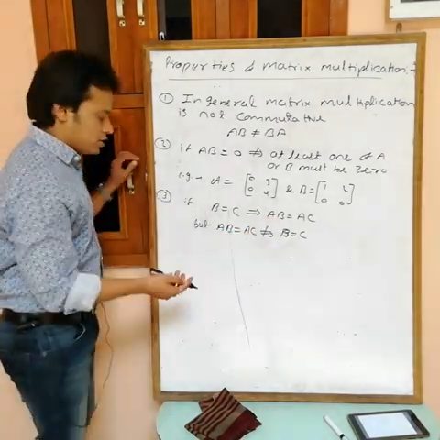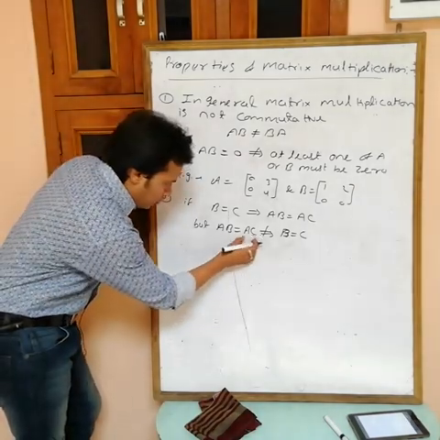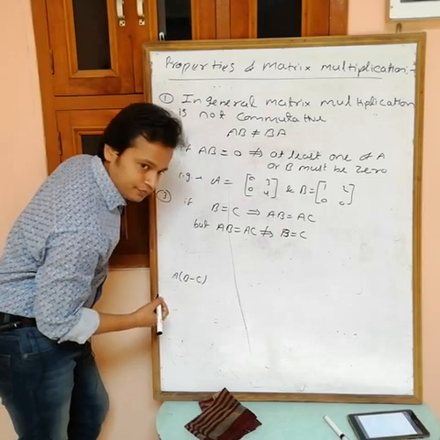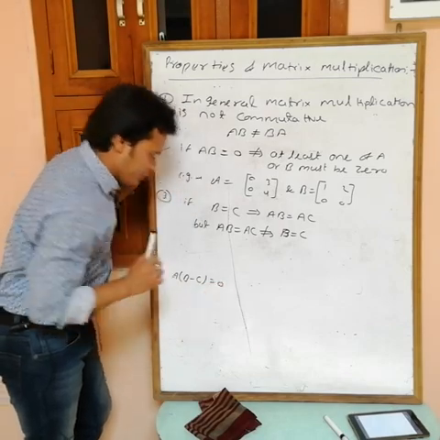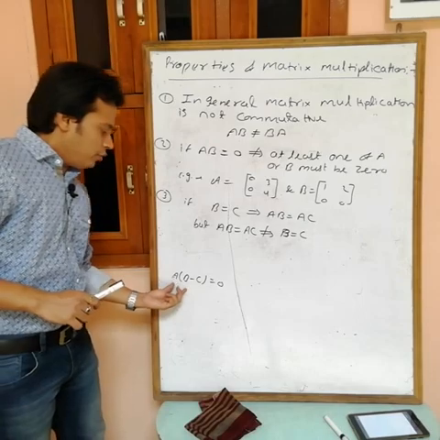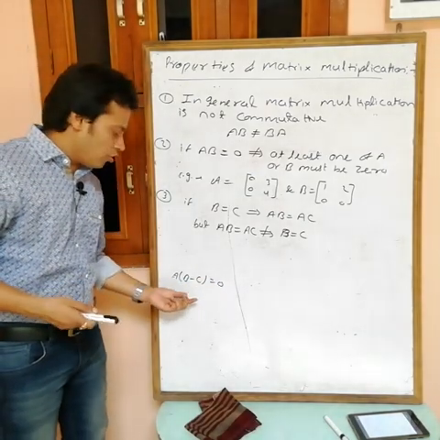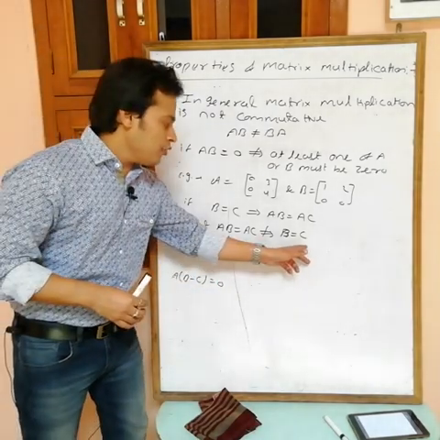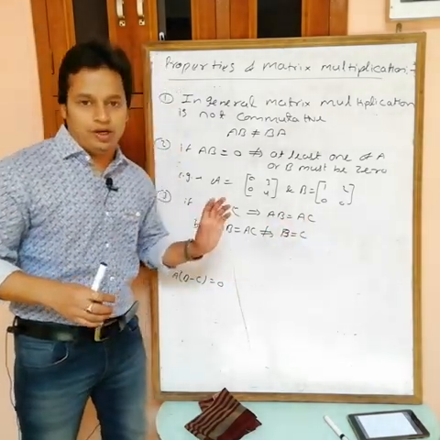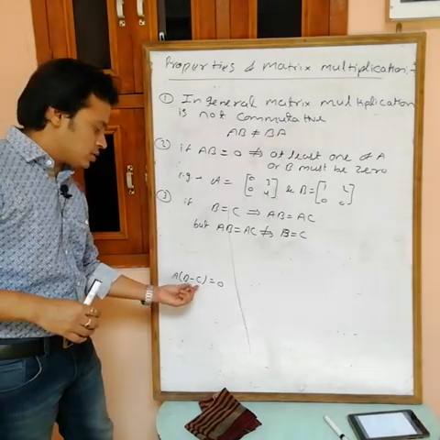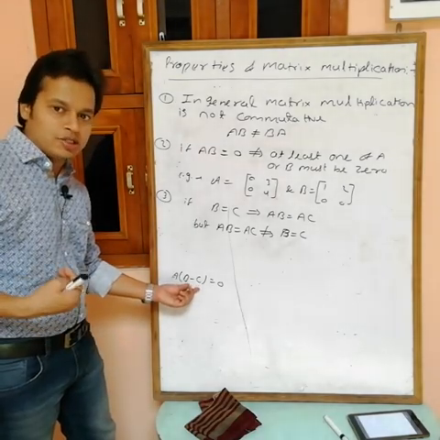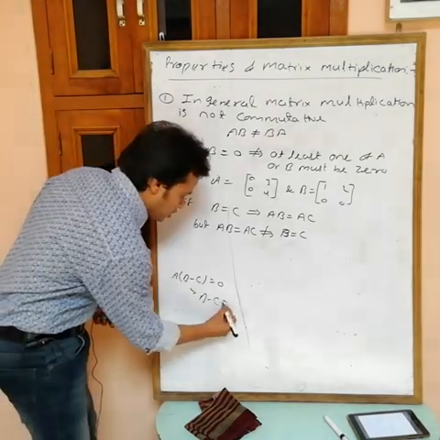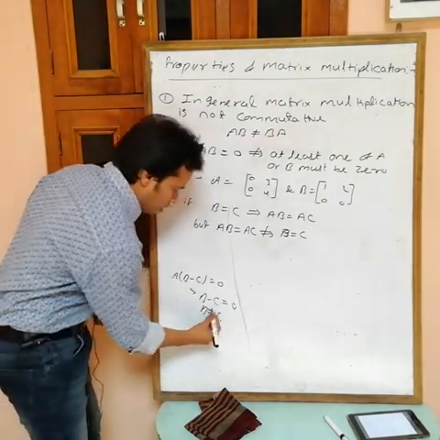Why can't we say that? Simply, if you write this one on this side, what are we getting? A common, then B minus C, equals 0. Now the product matrix is the 0 matrix. You will get B equal to C only if B minus C equals the null matrix. But it is not necessary that this one is the null matrix, so you can't say that B equals C. If this one is the null matrix, then B minus C equals the null matrix, then B equals C. Otherwise we can't say.